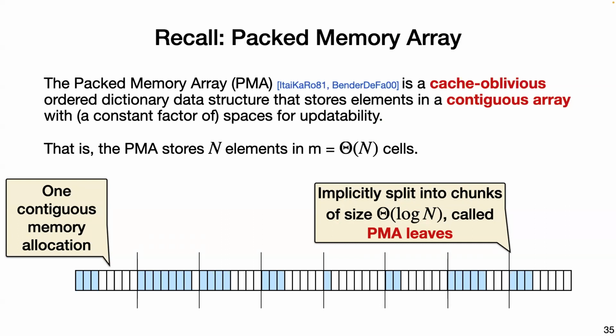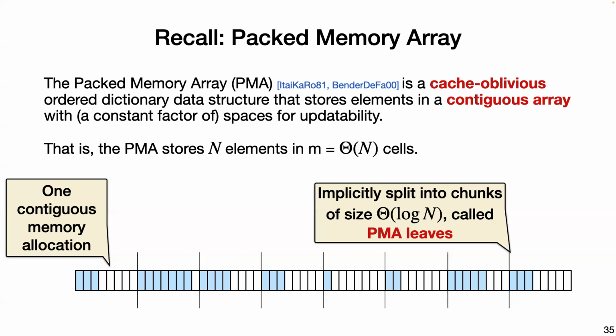And the way that it works is that you have one giant allocation and you allocate theta n cells, where n is the number of items that you have, but you allocate a constant factor of extra cells. And you distribute the cells in some way so that you can prove some bounds about it. So the PMA stores a constant factor of extra cells. And the main distinguishing feature is that you have one giant memory allocation rather than node allocations. And it's implicitly split up into chunks of size theta log n, and those are called PMA leaves.